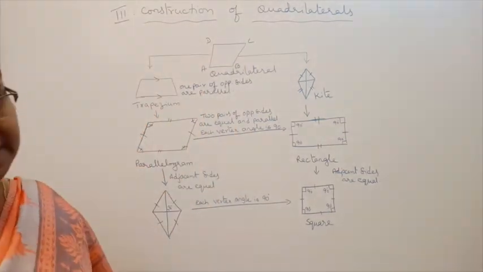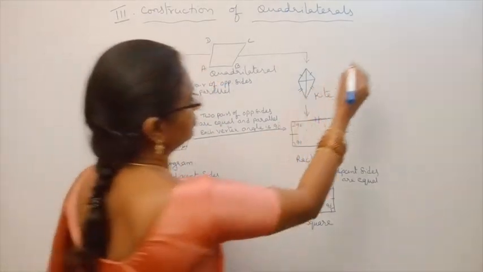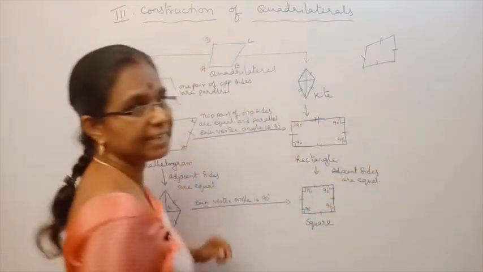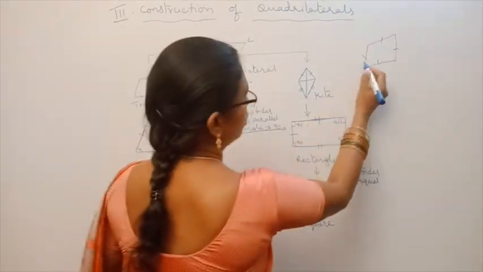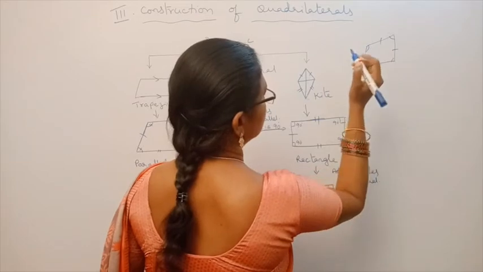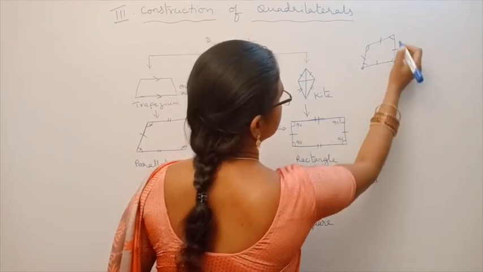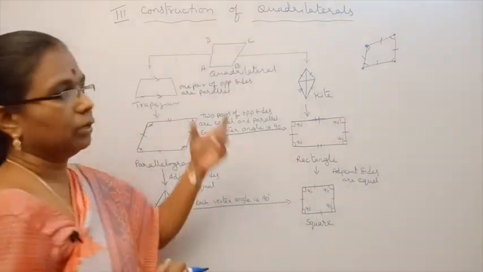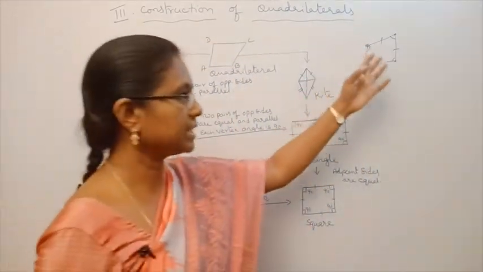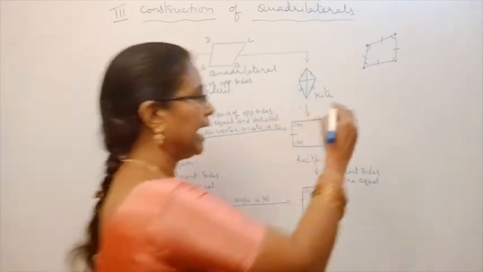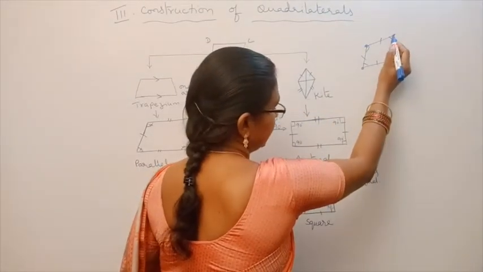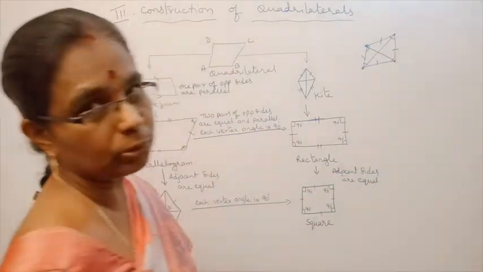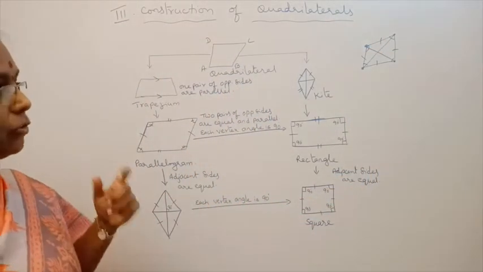What are the parts in that quadrilateral? It has four sides, four angles, four vertices. Now, how many parts? Four vertices, four sides, four angles and two diagonals. What is a diagonal? The line segment joining two opposite vertices. Two diagonals. That is a quadrilateral.